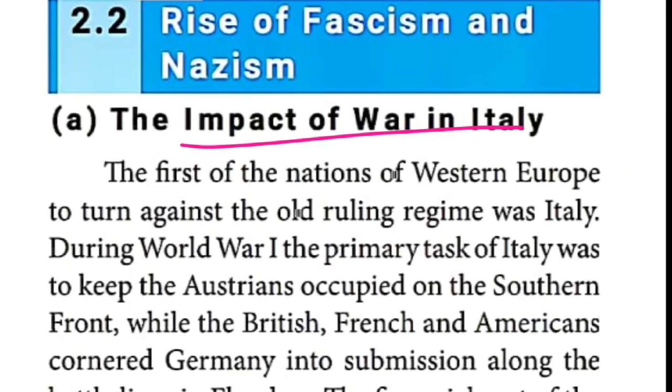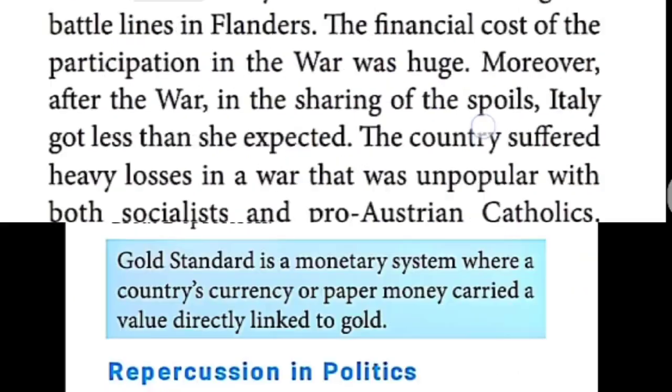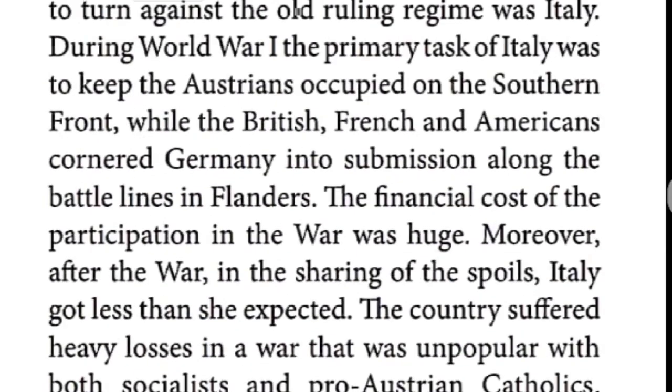What are the parties in Italy? The Socialist Party as well as the pro-Austrian Catholic parties. Both parties were disliked by the people. The Italians totally disliked the parties. Who are the parties? Socialist as well as which party, children? Pro-Austrian Catholics.